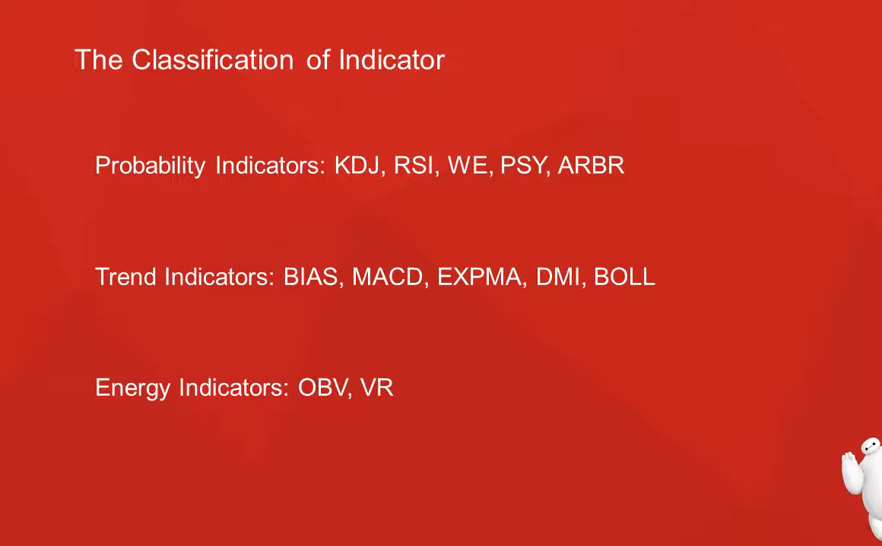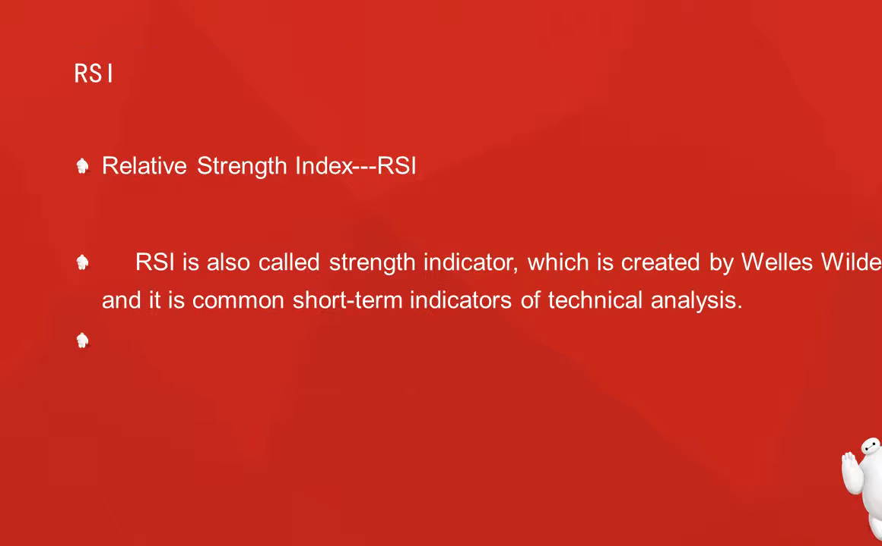If you want to combine these indicators, we can combine the probability indicators with the trend indicators or energy indicators. But we cannot combine BIAS with MACD because it makes no sense, because they all belong to trend indicators, the same type. Okay, so you should remember this.